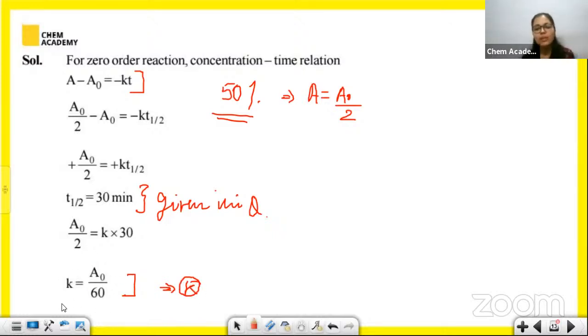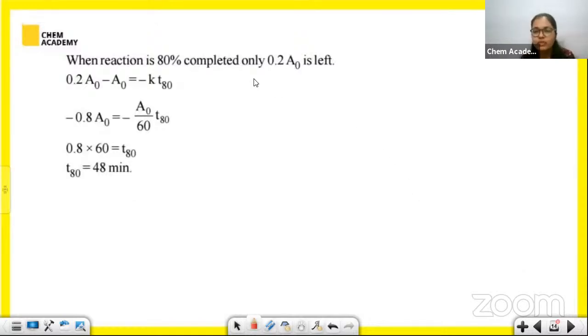Now, since we have determined the value of k, we will simply substitute it in the equation for 80% completion of the reaction, and we will calculate the time for that. Suppose the initial amount was 100 and the reaction has been 80% completed, so the remaining amount would be 20. We know the equation: A minus A0 equals minus kt. So here we will put the value of the remaining amount, the initial amount, minus k and the time of 80% completion.